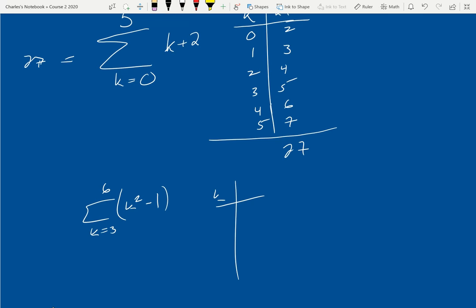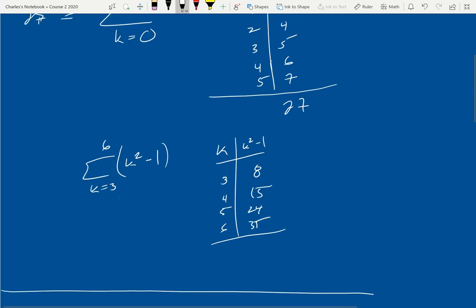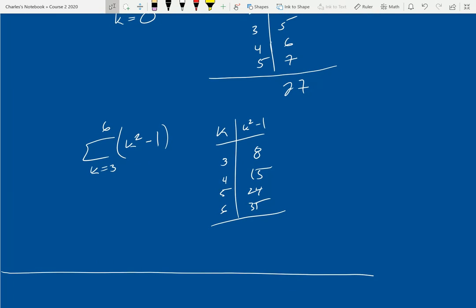And if you're starting along with this, you're thinking k is going to go 3, 4, 5, 6. k squared minus 1 is going to be 8, 15, 24, 35. When you add those together, 8 plus 15 is 23. 23 plus 24 is 47. 47 plus 35 is 77 plus 5, so 82.